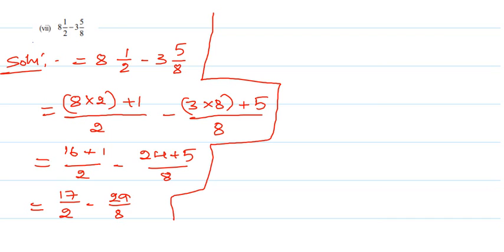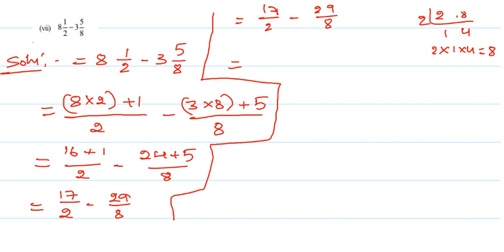See here. So, once again I am writing here. 17 by 2 minus 29 by 8. Okay. So, let's take the LCM now. 2, 8 LCM. 2 1s are 2, 2 4s are 8. Correct? See here. 2 into 1 into 4. 2 1s are 2, 2 into 4. 8. So LCM we got 8. Okay.